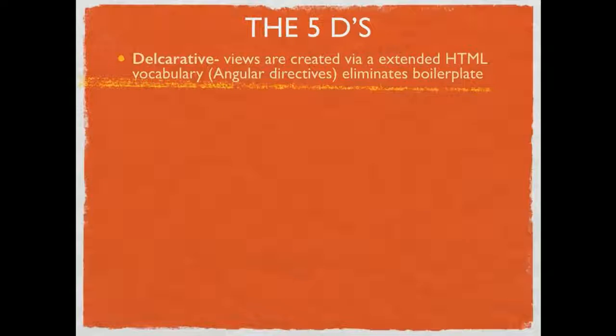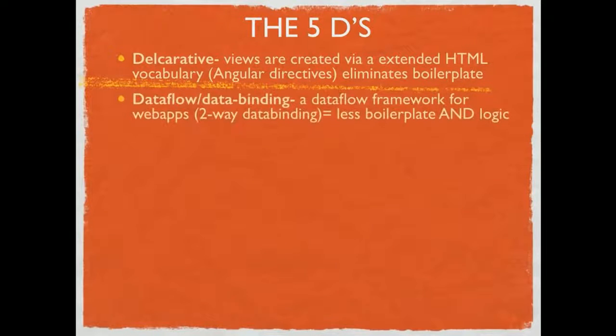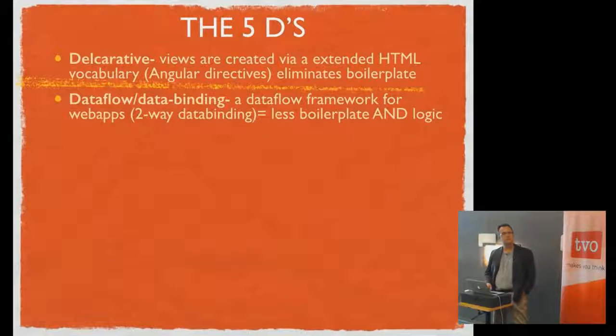All right. And so the 5 Ds of Angular, this is the way I like to describe what's sort of unique about it. It's declarative. The views are HTML. That's actually really interesting. It uses something called Angular directives, and we'll talk about that. That gets rid of a ton of boilerplate. You don't have to learn a templating language. You just learn the enhancements to HTML that you need to build your app.